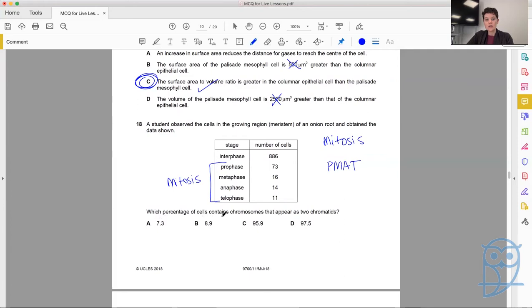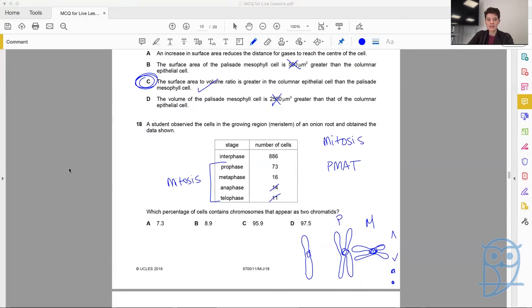Which percentage of cells contains chromosomes that appear as two chromatids? So we are looking now at, remember, our chromosome is going to replicate to have two chromatids. And then those two chromatids are going to divide. So in prophase, this is what they're going to look like. Metaphase, they're going to line up. Anaphase, now they're going to split. And telophase, they'll be in wobbles. So anaphase and telophase will not have those two chromatids.